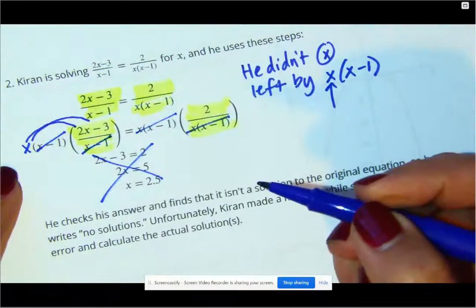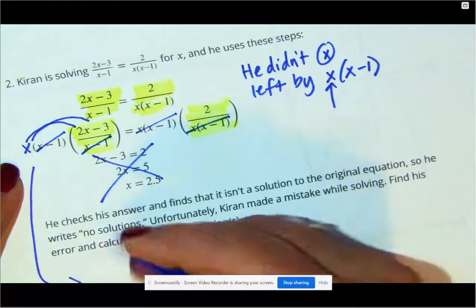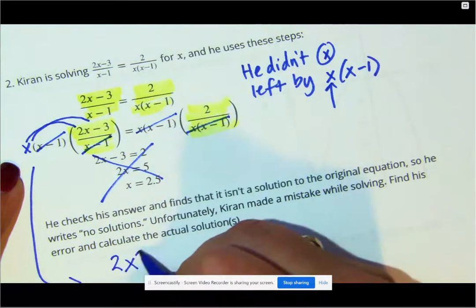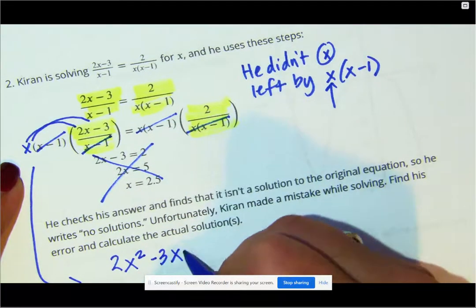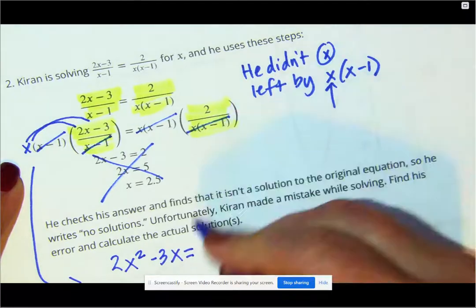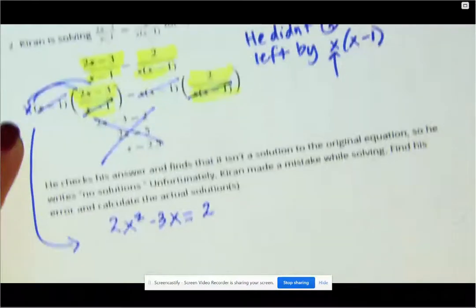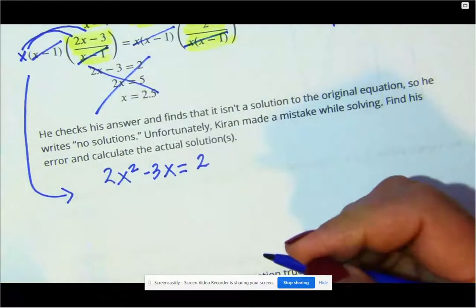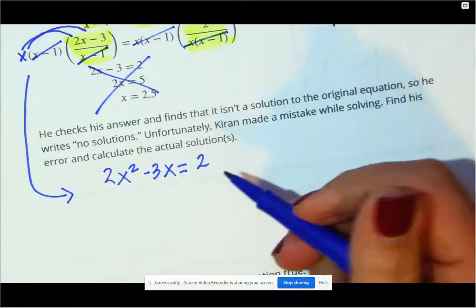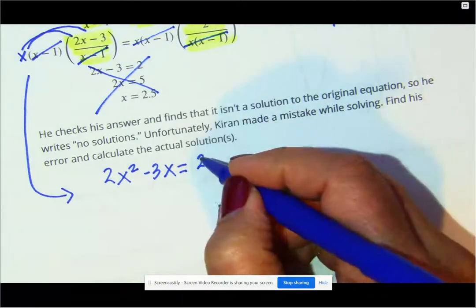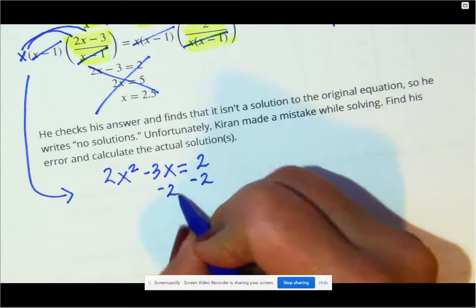Okay, so I'm going to show my work. I'm going to come down here. So I have 2x squared minus 3x equals, the only thing over here is a 2. It's a quadratic. How do you solve a quadratic? One strategy is to get everything to one side and factor. So I'm going to subtract my 2.